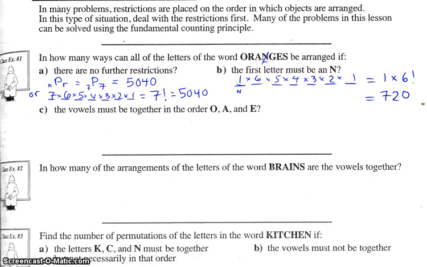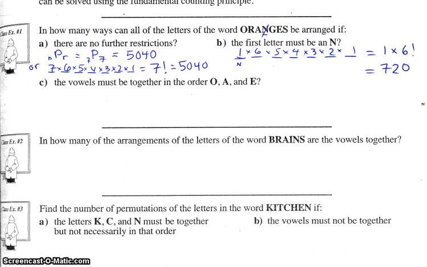Okay, let's look at part C. The vowels must be together. So here's the togetherness thing I was talking about. One way to look at this is to take the letters O, A, and E and put them in a box, or in other words, what I call gluing them together. They are now one letter. O, A, E, all one letter.